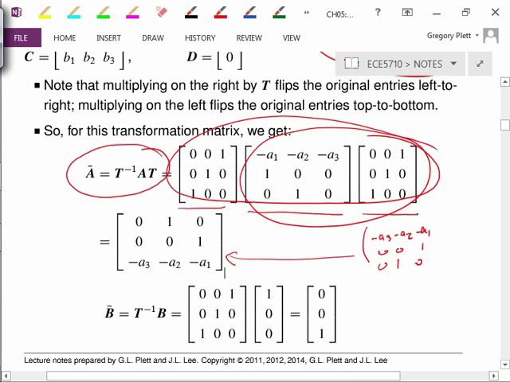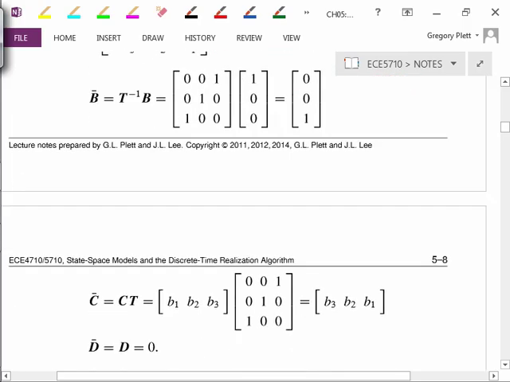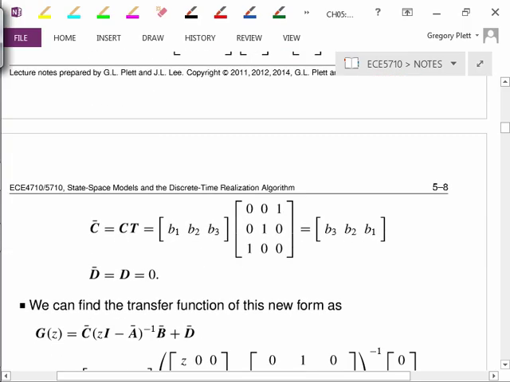B bar is T inverse B. I am multiplying on the left. That's a top to bottom flip. And we get this. C bar is C T. I'm multiplying on the right. So that's a left to right flip. And I get this. And D bar is unchanged. It was 0. It is still 0.